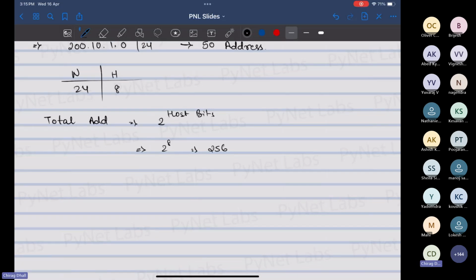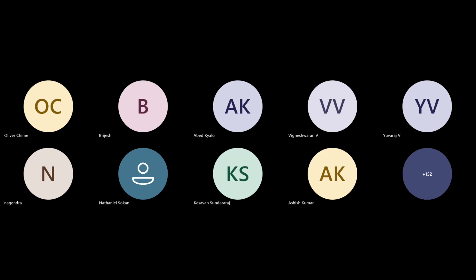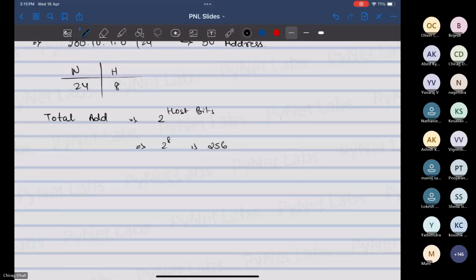All right, I'll share my screen again, guys, if some of you are facing issues with viewing the screen. I am sharing it again now. I hope it is visible now. Okay, let's get back to the discussion.